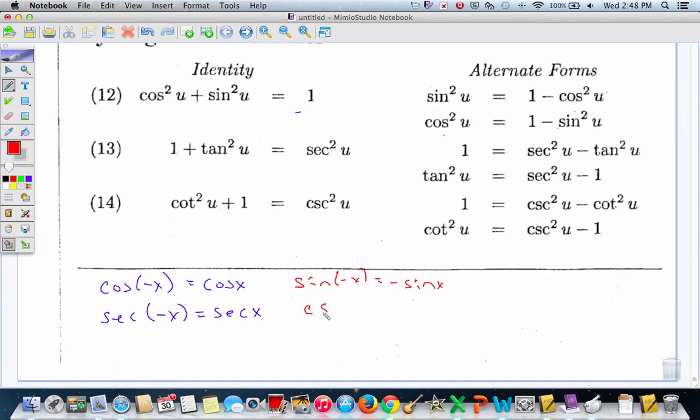We'll just move the negative sign out in front. So the cosecant of negative x equals negative cosecant x. And then our last two, the tangent of negative x is the negative tangent of x, and the cotangent of negative x equals negative cotangent x. So simply noting that cosine and secant are the ones where the negative sign can essentially disappear. With the other 4, the negative sign can move from the angle to out in front of the function.